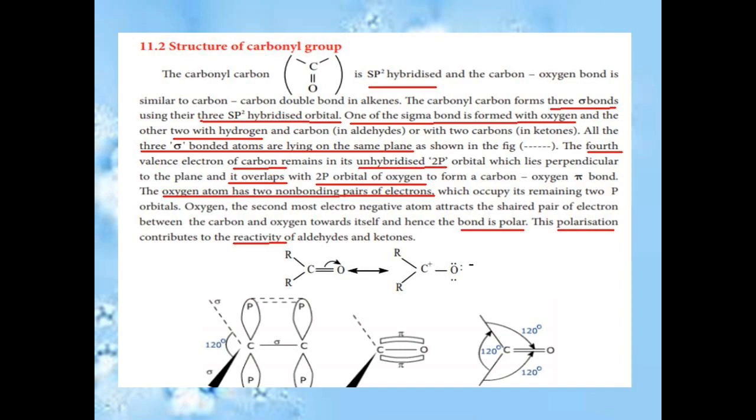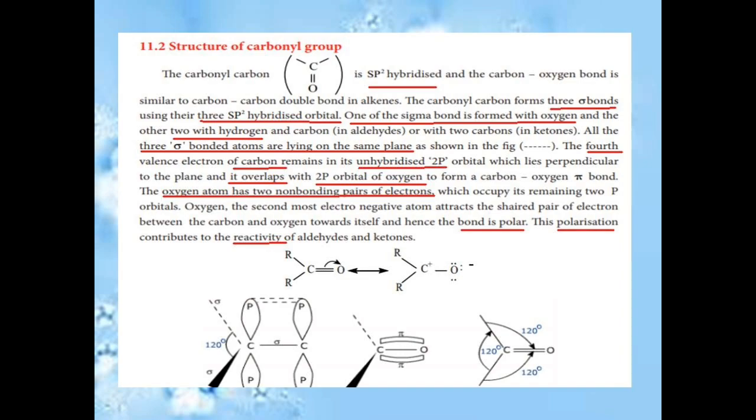Now the structure of the carbonyl compound. Alkene means double bond, and the hybridization is sp2. In the same way, in the carbonyl group, carbon and oxygen contain a double bond, so it is sp2 hybridized. It contains 3 sp2 orbitals, so carbon forms 3 sigma bonds. One of the sigma bonds is formed with the oxygen and 2 with the hydrogen. So 3 sigma bonds are formed.